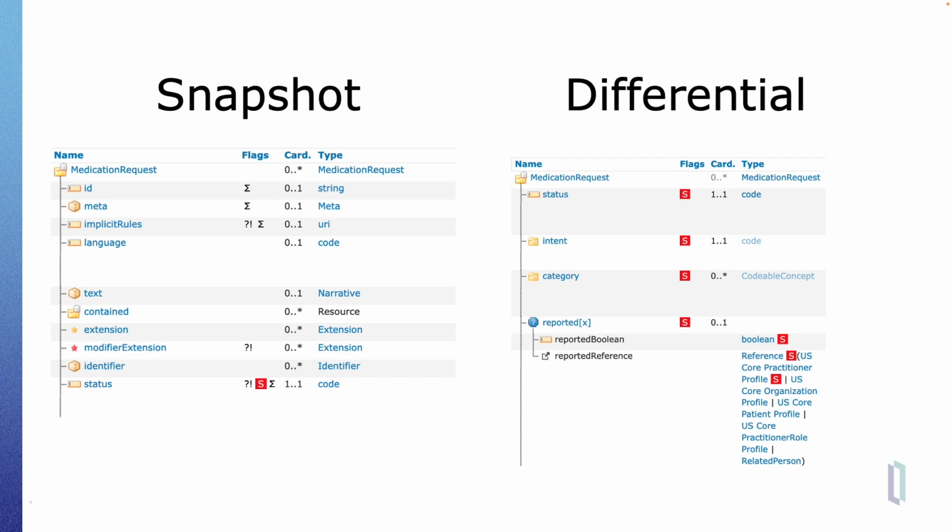The red squares that you see on the right side, marked with an S, indicate that these elements in this FHIR profile must be supported. And that's why we often have a differential profile between a snapshot, which identifies all the elements, and those that are must-support in FHIR, which you see in the differential.